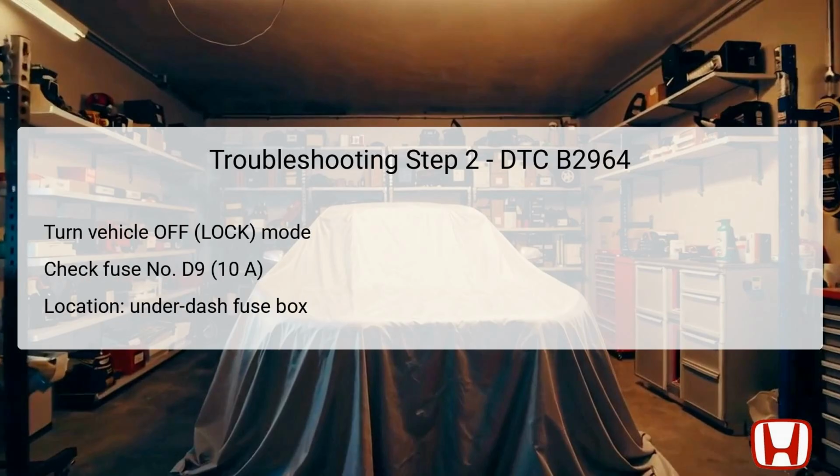In this second troubleshooting step, ensure the vehicle is turned to the off or lock mode prior to conducting the next checks. Then, locate and check fuse number D9, which is a 10-amp fuse positioned within the under-dash fuse and relay box. This fuse is critical for the climate control system, and any failure here can cause a loss of functionality. Inspect the fuse visually or using a multimeter to determine whether it is intact.